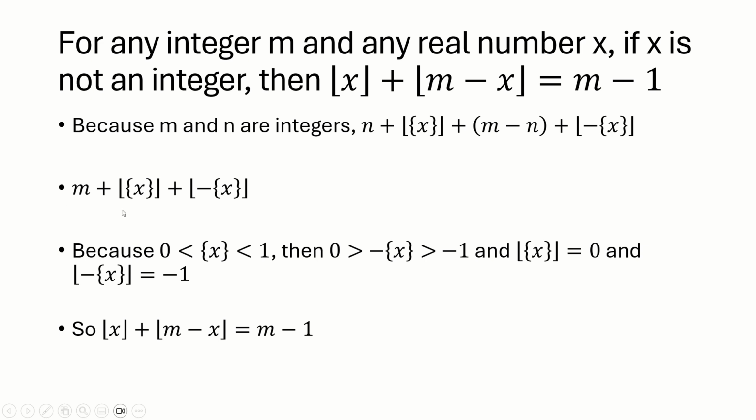So now, if we look back over here, the floor of the fractional part of x is 0. The floor of negative the fractional part of x is negative 1. So that just simplifies to m minus 1. And so that completes the proof.